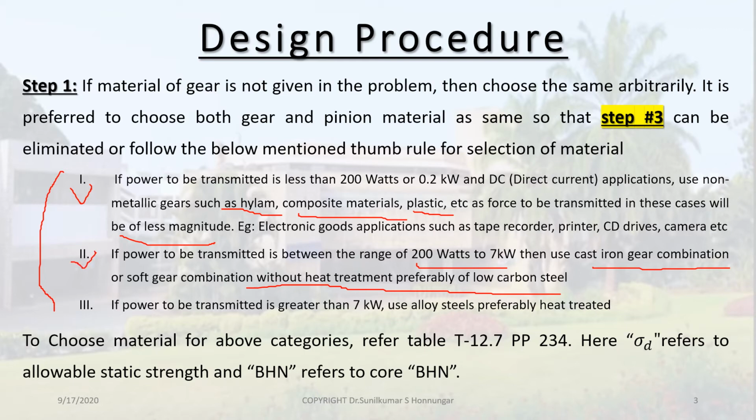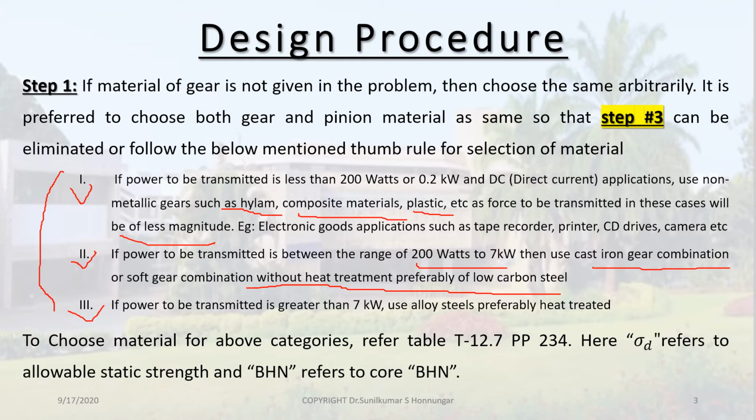Remember that material selection is also an economic decision, so they are one and the same, but the thumb rule is that you decide based on power. And the last one is, if power to be transmitted is greater than 7 kilowatt, then you go for heat treated alloy steels. Again, I will just show you from where you have to select.